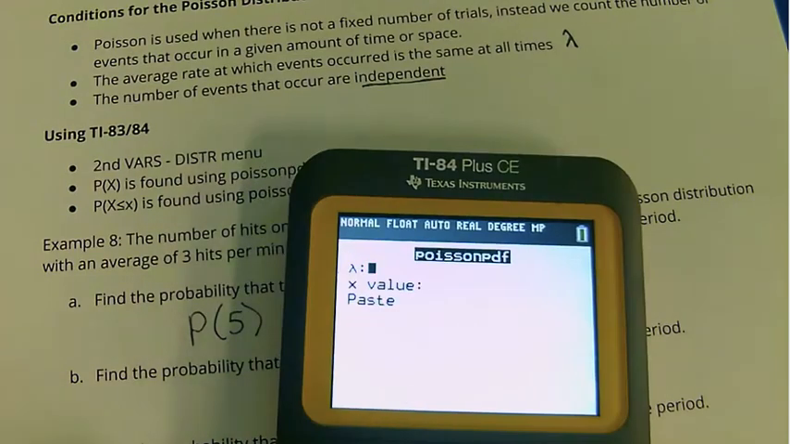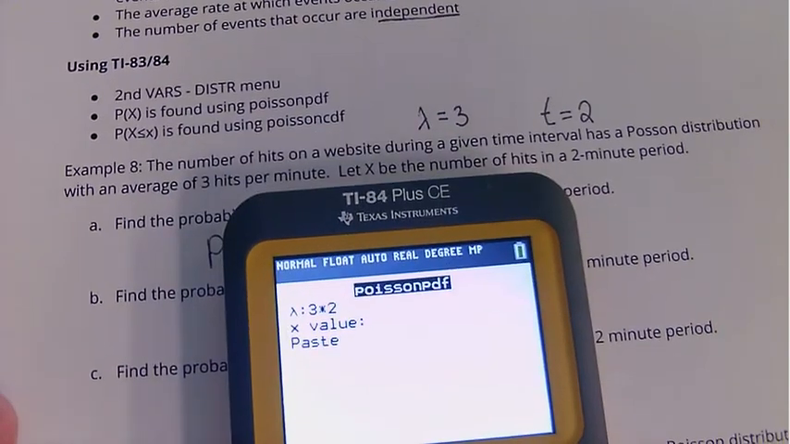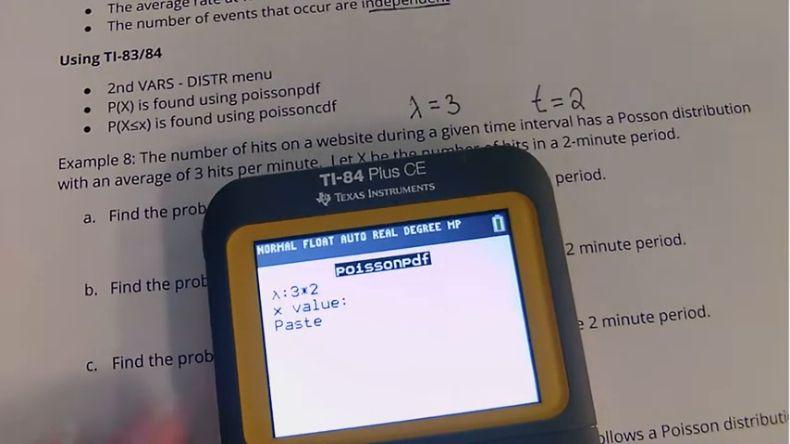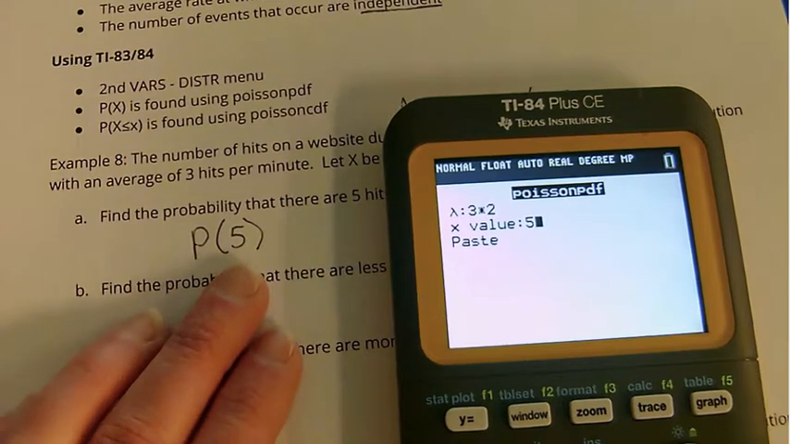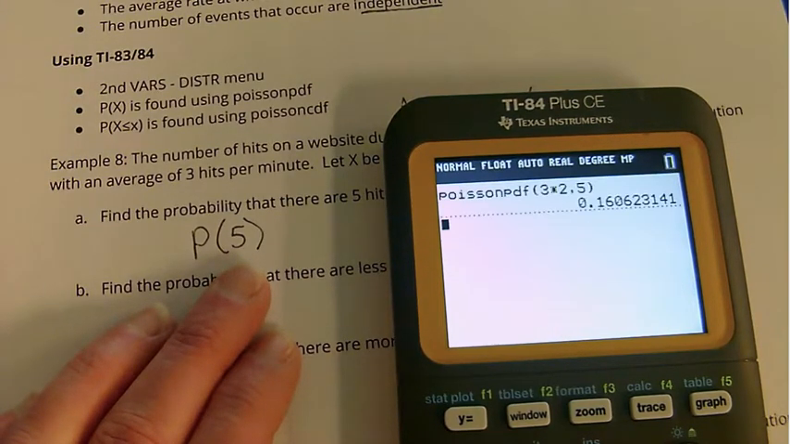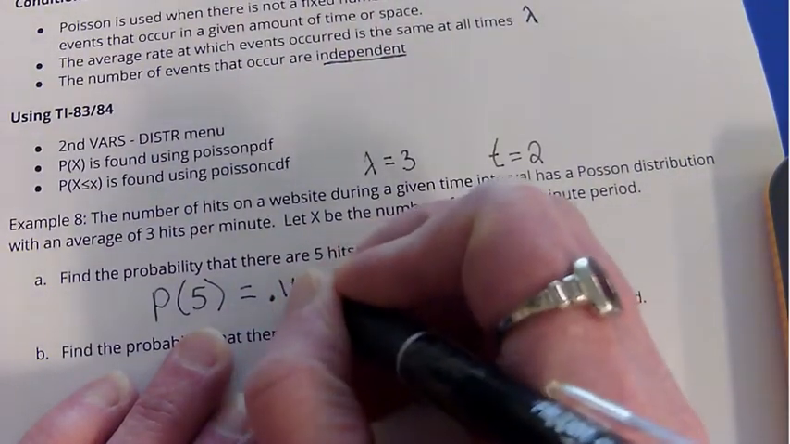Now, when you first look at this, you would think they just want your 3, that's your lambda. But since this is happening over a 2-minute period, it's 3 times 2. So the 3 was over 1 minute. Over a 2-minute period, that would change to 3 times 2, or 6. Now, the X value we're doing is 5 hits during that time. And so I get 0.16, so that's the probability.